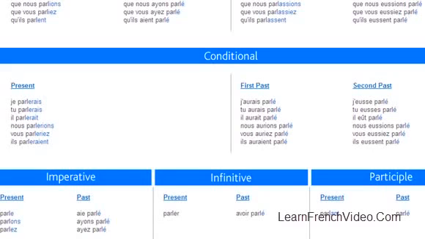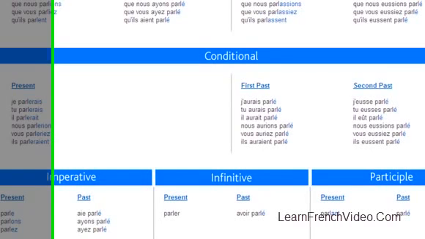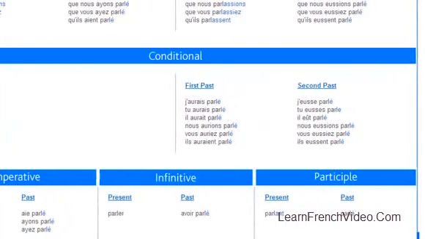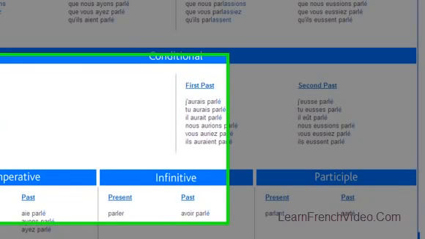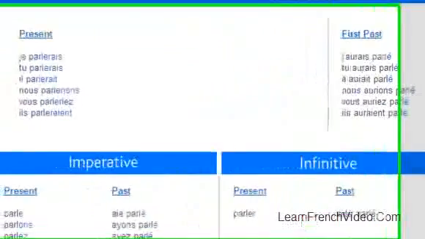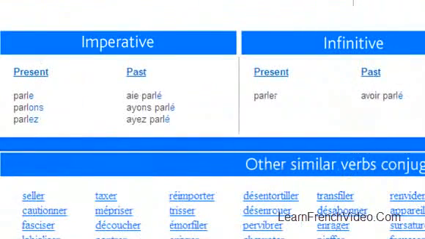So, first past conditional, j'aurais parlé, tu aurais parlé, I would have spoken, you would have spoken. Second past, j'eusse parlé. I've never heard a French person use this tense. Don't bother. For now. So just moving down to the bottom here, the next tense is the imperative, and this is the commanding tense.